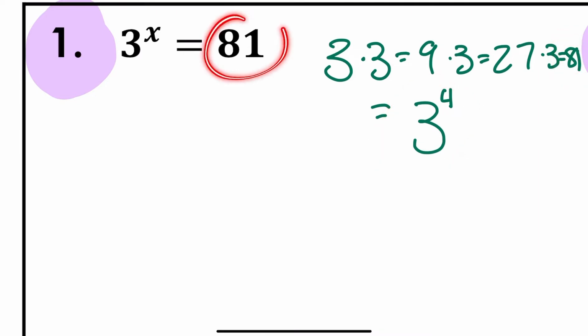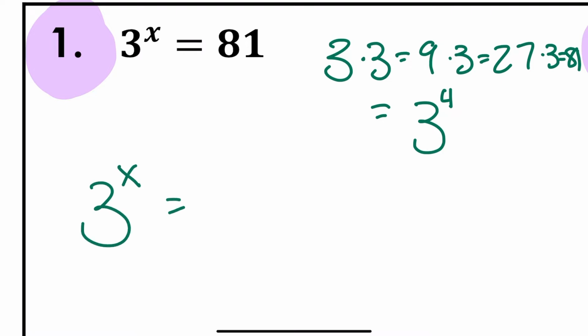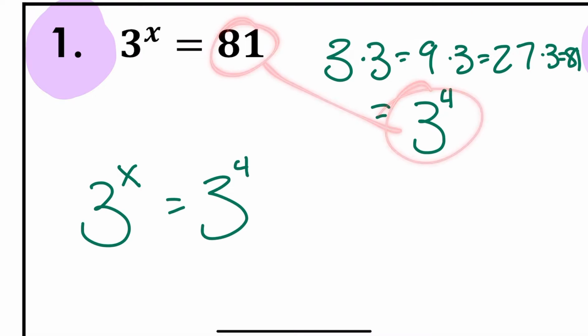So we're going to take this 81 and swap it out for this 3 to the 4th. Okay, so rewriting, I have 3 to the x equals, instead of 81, I'm putting in 3 to the 4th power. These two things are still equal to each other. That's why I'm able to just swap them out.